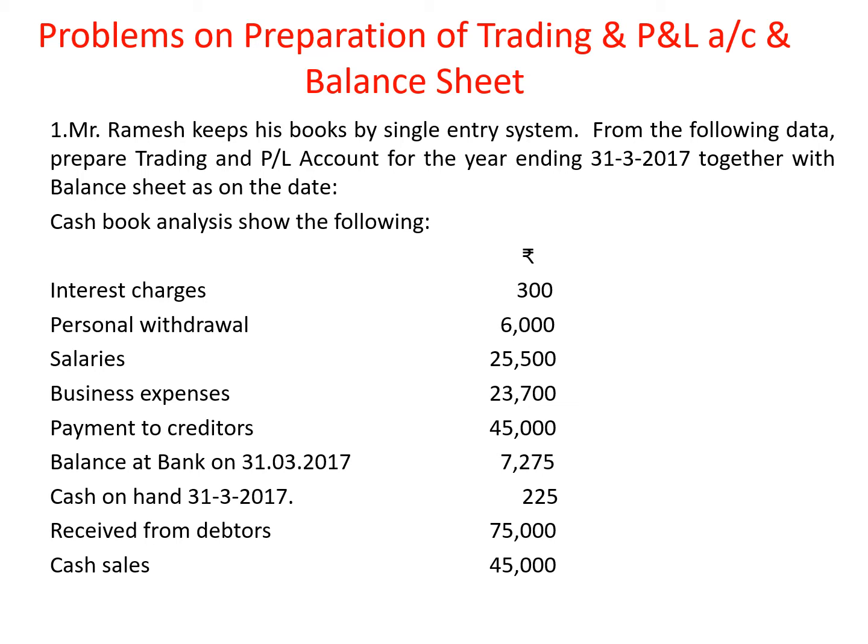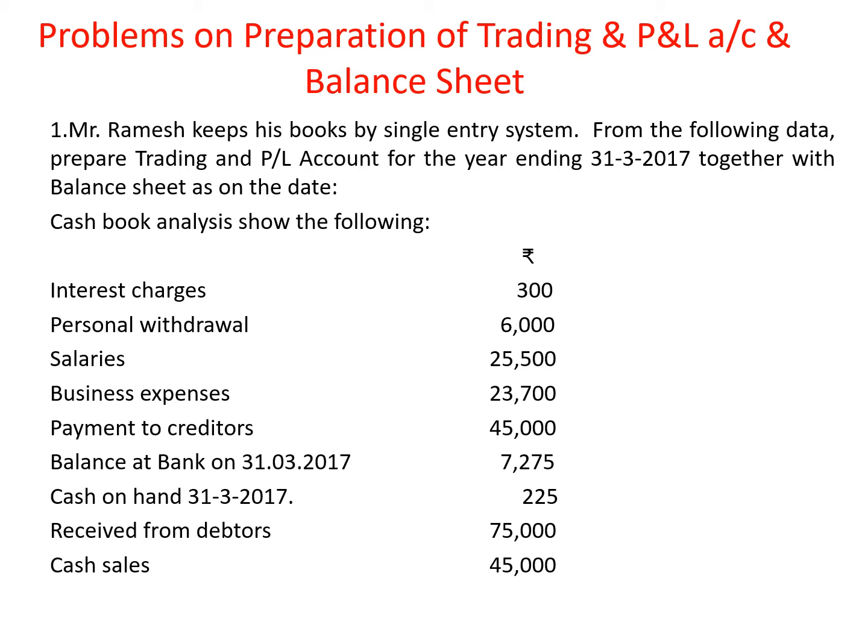Next item is personal withdrawal, 6,000, nothing but drawings. So drawings will appear in two places. One is in the cash book and the other one is in the balance sheet. So in the cash book we'll have to take by drawings 6,000. In the balance sheet we'll have to make the adjustment of drawings with regard to capital. So opening capital minus drawings will be the adjustment that we'll have to take in the balance sheet at the end towards liability side.